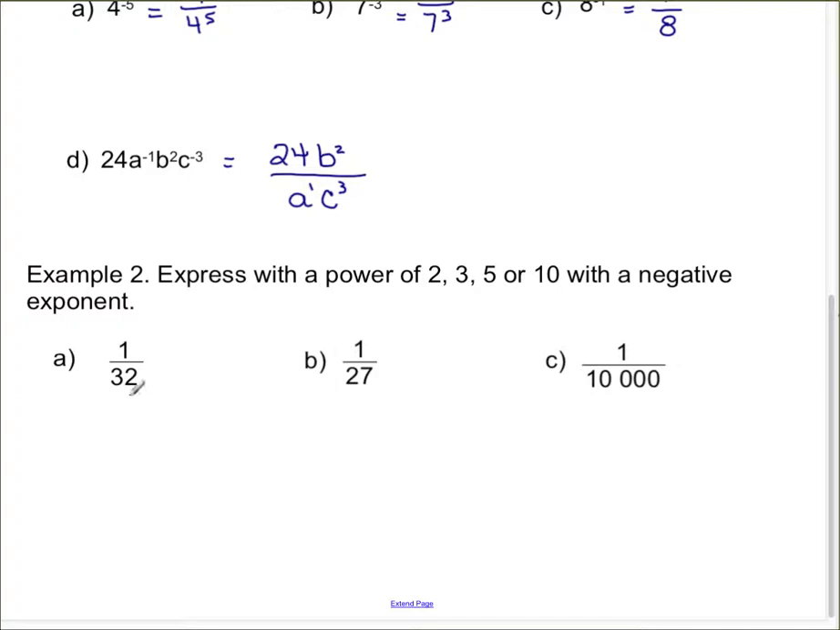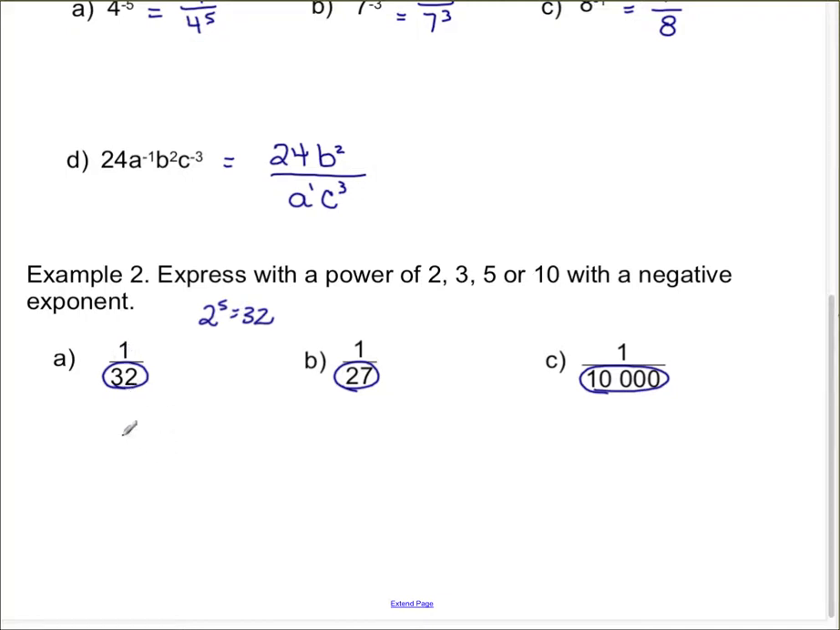Now down here it says express with a power of 2, 3, 5, or 10 with a negative exponent. Well, we have to take a look at the denominators and see what power they are. Now you can use your calculator if you want. I hope you also use your head here. This 32 can't possibly be 5 or 10, because when I multiply 5 and 10 by anything, I end up with something that ends in a 0 in the case of a 10, or a 0 or 5 in the case of the 5. So the 32 and the 27 either have to be 2 or 3. And I think we've seen 1 over 32 before. I think we've done some questions with that. Maybe not 1 over 32, but we've seen 32. We know that 2 to the exponent 5 is actually 32.